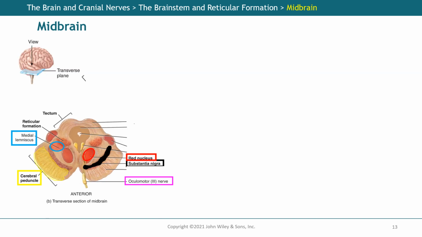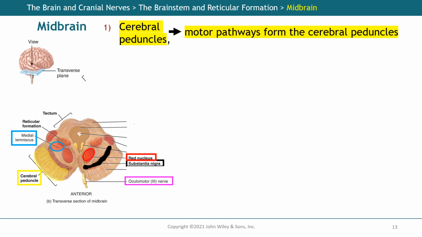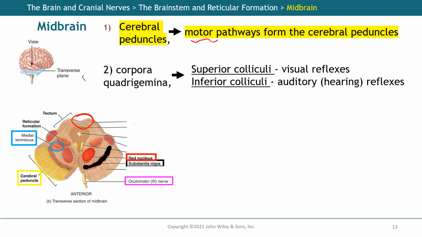So now I'm going to tell you some of the functions of some of these structures. I'm not going to cover all of them to not make this too long, but you can find that information in your textbook. So for example, I already told you that in the cerebral peduncles, what you're going to find is the tracts, the motor pathways that come from that area. In addition to that, I told you that we have in this area the corpora quadrigemina, and you have the two superior and inferior colliculi, and there are multiple functions. One of them, for example, are the visual and auditory reflexes.